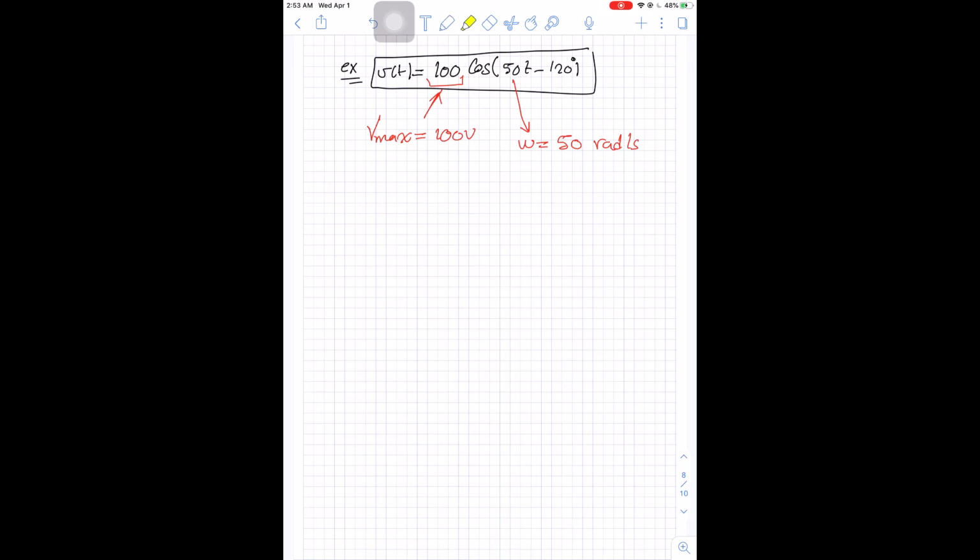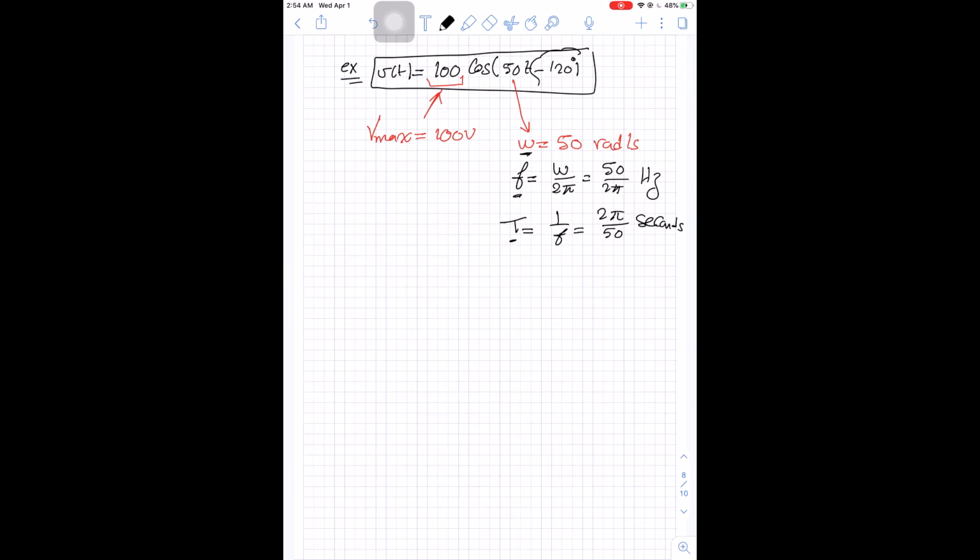omega equals 50 radian per second. So if omega is 50 radian per second, we can say that the frequency equals omega over 2 pi, equal to 50 over 2 pi, and the unit is hertz. And T equals 1 over f, equal to 2 pi over 50 in seconds. So all these three are the same type of information but in different units.